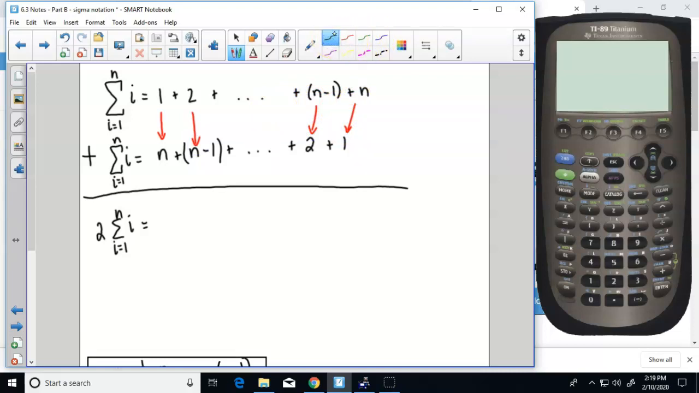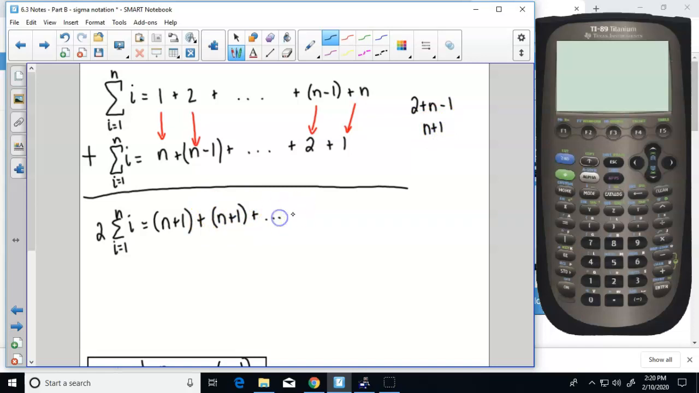I'm adding these two expressions together. So right here, I'd get n plus 1. I do 1 plus n right here. Then I'd have 2 plus n minus 1. What would that give me? If I had 2 plus n minus 1, what would that be? That one's going to be n plus 1.